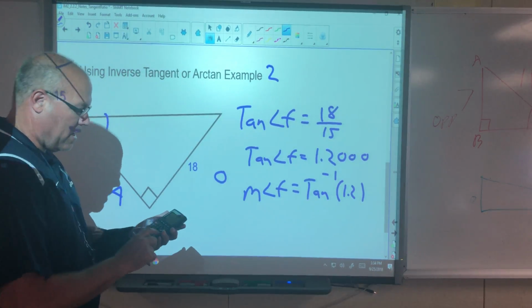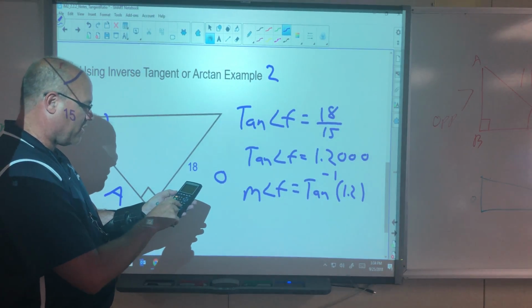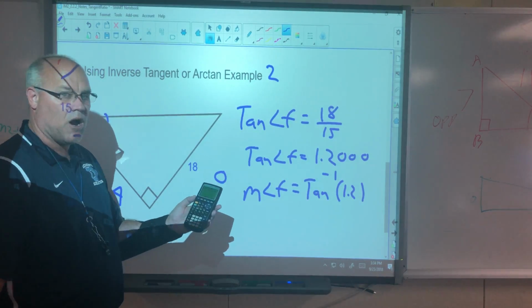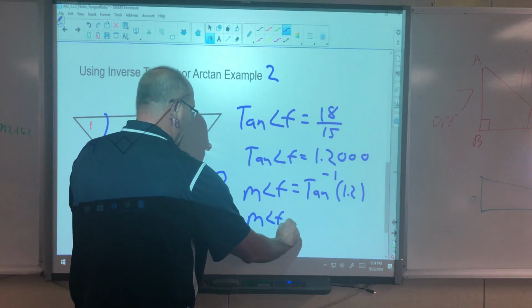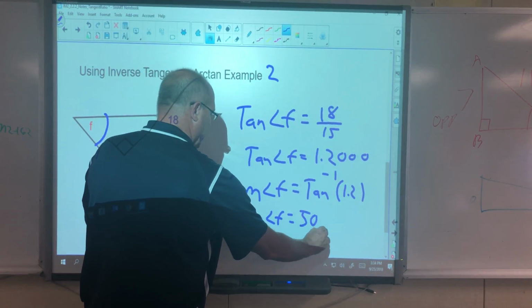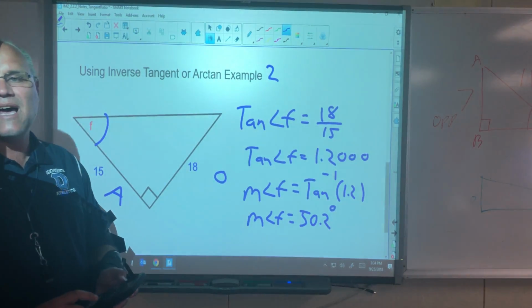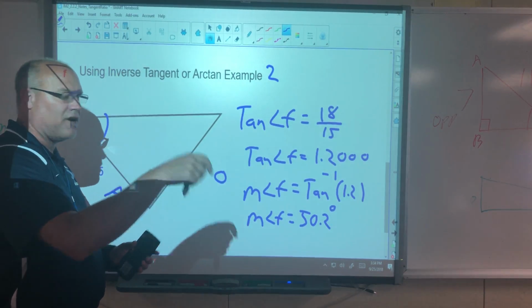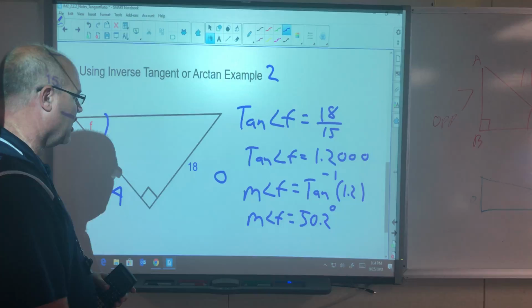Now, depending on your calculator, on my calculator we go to second, tan. I put in the 1.2. Make sure you're in degree mode, and it spits out the answer. So measure of angle F equals 50.2 degrees. Again, if we did it on Desmos, this is where we would go to where it says functions. We click on the functions, we'd see this symbol, click on it, and use it on the calculator online.